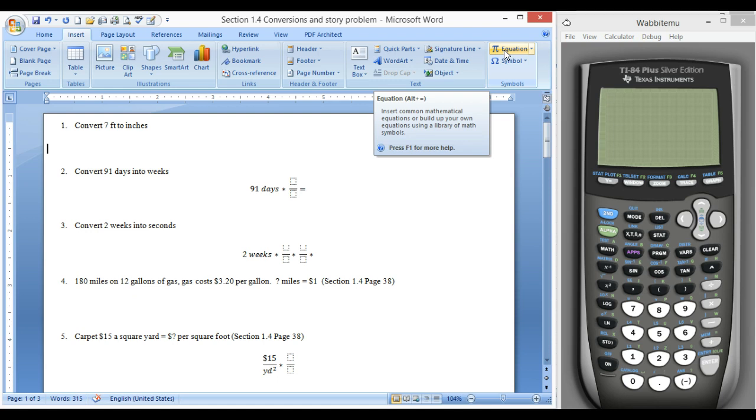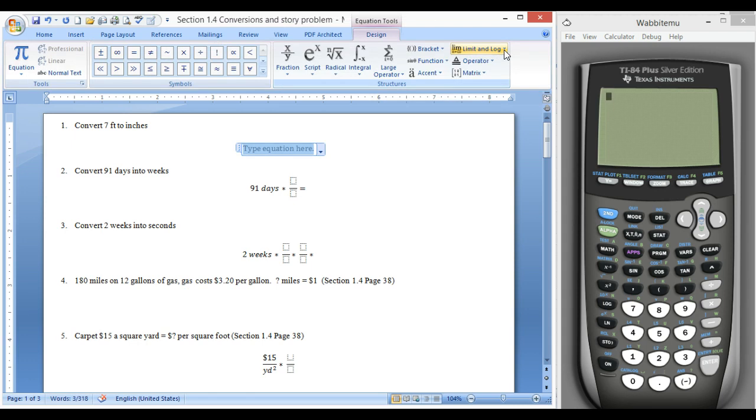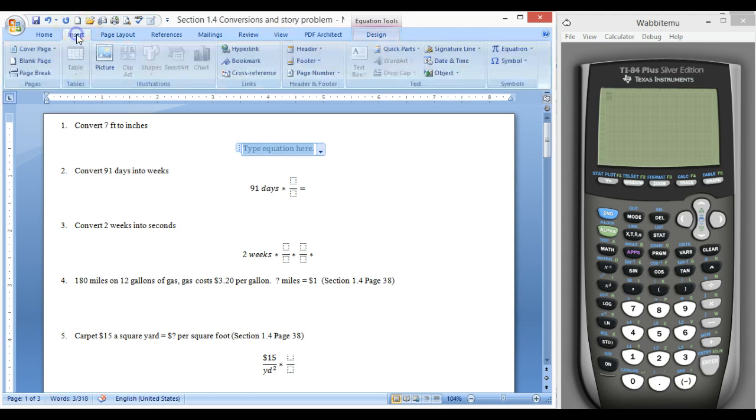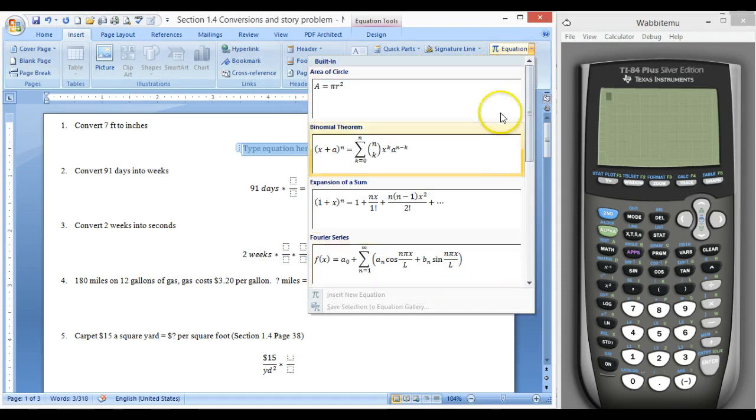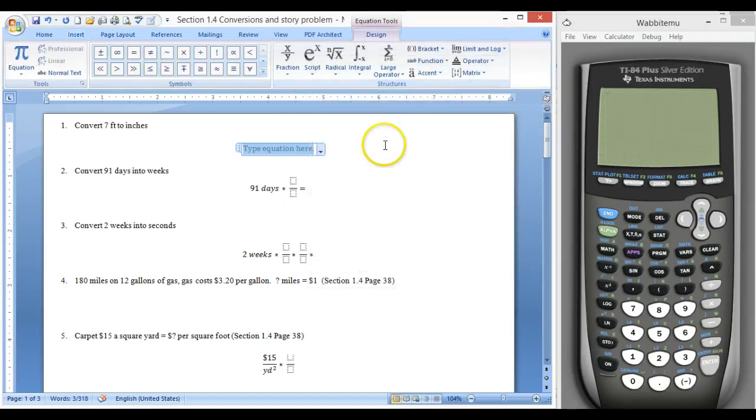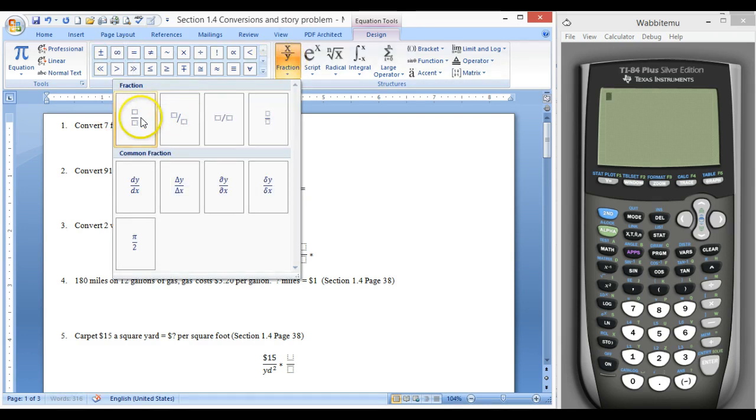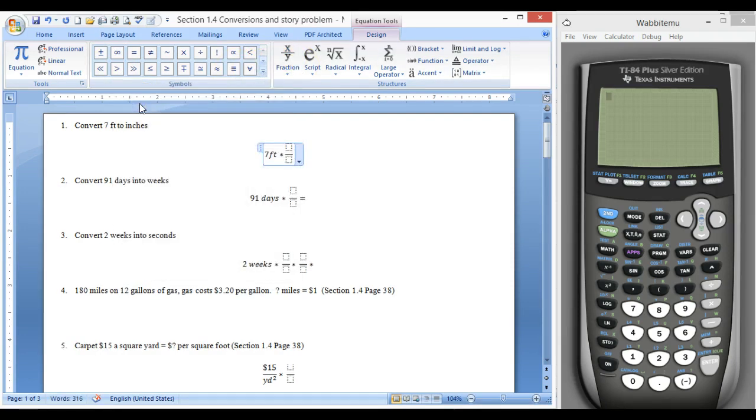So the first thing I'm going to do is bring in an equation. So I go to Insert and I go to Equation. I don't want to use one of the built-in equations, I just want a regular equation. Then I'll go to the Design tool and it'll give me all of my options. Now the first thing I want in here is 7 feet. Now I need to convert that to inches, so I'm going to times it by a unit conversion.